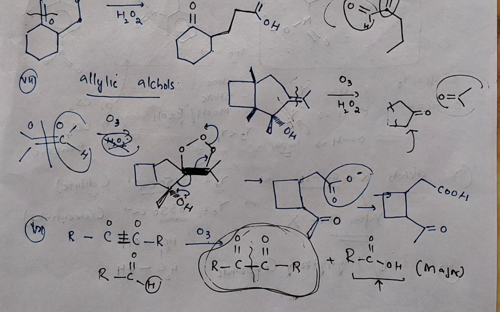Ozonolysis of alkenes occurs in the form of oxidative or reductive ozonolysis. Oxidative means you are using peroxide in the workup, and reductive means you are using dimethyl sulfide or zinc acetic acid in the workup, so that's your reductive. In case of oxidative, if you have H present on the carbonyl, that gets converted into acid, and in case of reductive, your reaction stops at the carbonyl stage only.